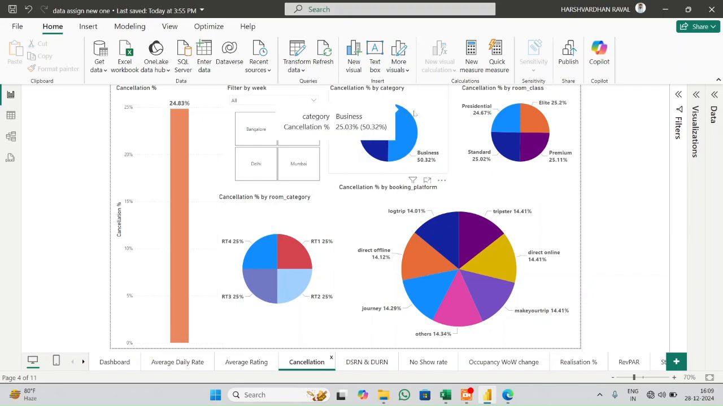Same for category, same for this, and same for room class. So what we can say from these graphs is that percentage cancellation is not dependent on room category or room class. Maybe it is related to other things, maybe the service provided, the introduction to the room, or the behavior of staff. Maybe the cancellation depends on that, but not on the category. Cancellation booking per platform, as you can clearly see here also, everything is 14%, so there are no such differences.